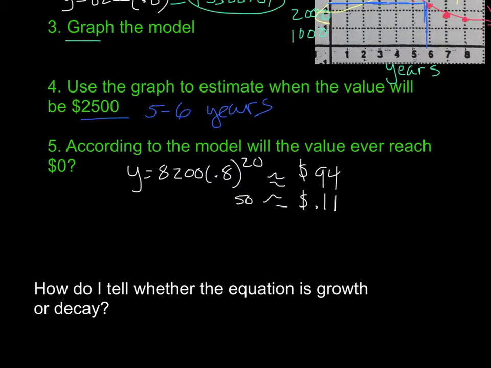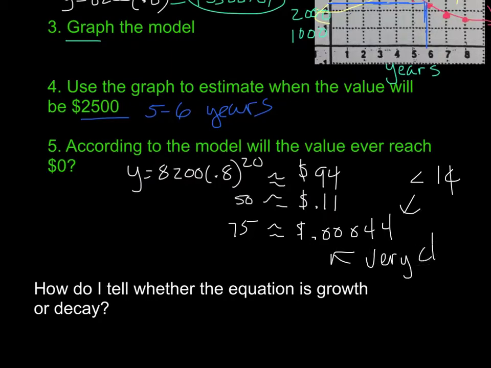Let's try a couple more. How about 75 years? Okay, I get approximately $0.00044. Gosh, that's not even a cent, right? That's less than 1 cent. But it's still not 0. And I think what we'll find here is we're going to get very close to 0, but never reach it. So that's one of those asymptotes that we talked about.